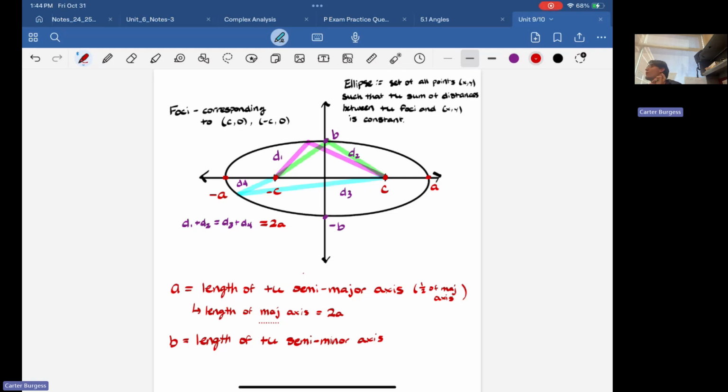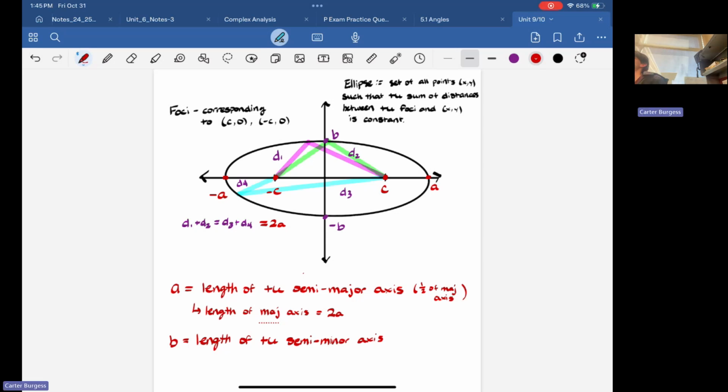And depending on whether that large axis is horizontal or vertical, we'll see that manifest itself in the equations that we look at. It's pretty easy to tell, but I want you to lock into your head, A is always bigger than B, right? Major, always bigger than minor. And that's how you can tell, are we horizontal or vertical?